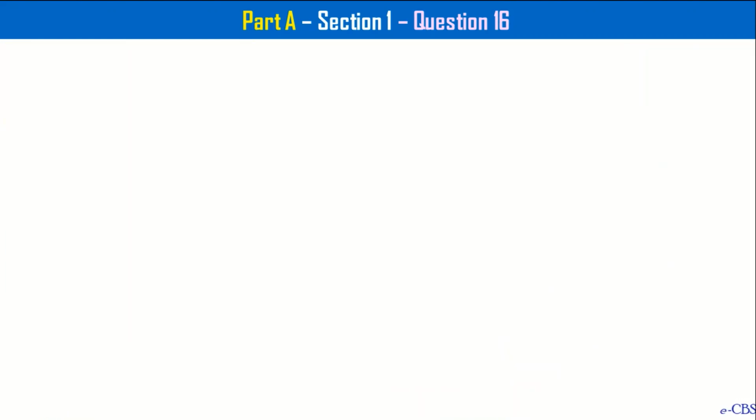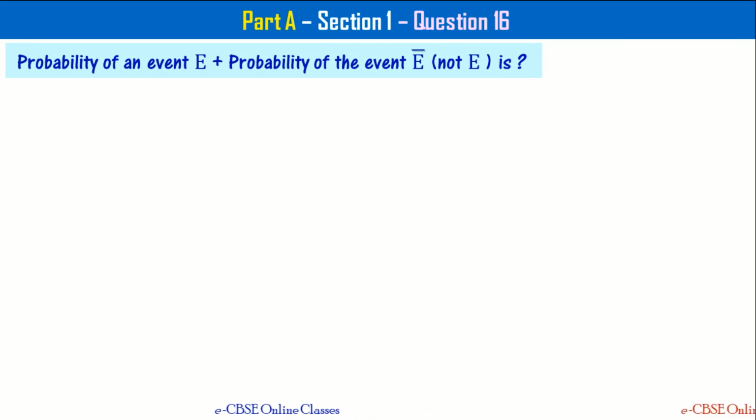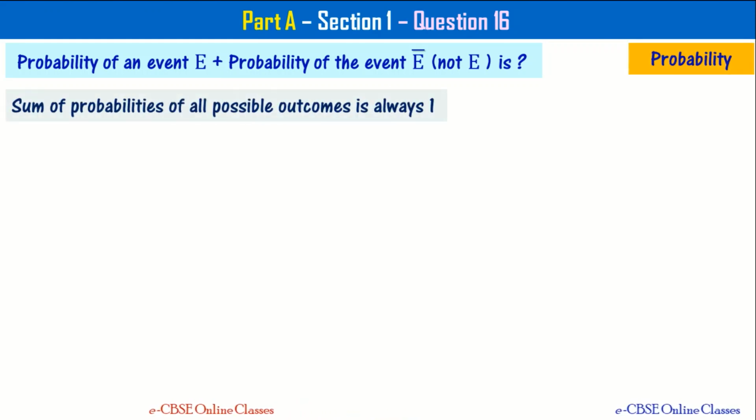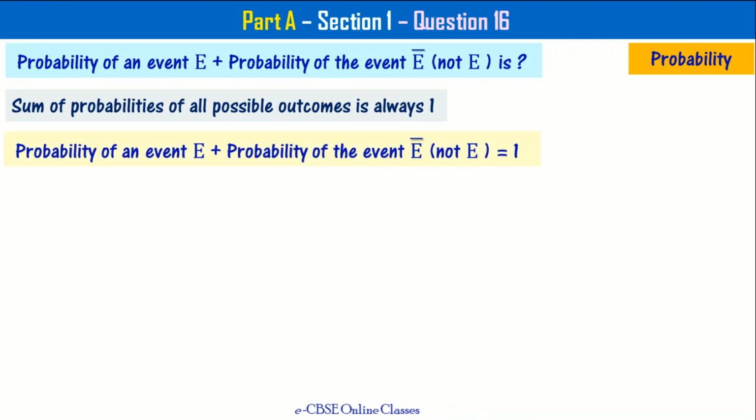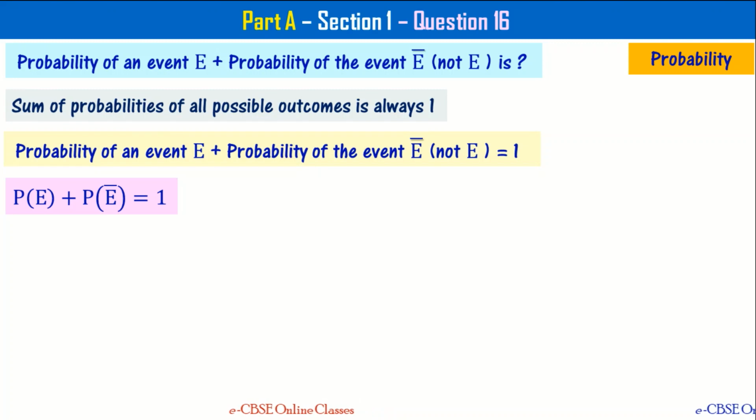Let's go to the next question. Probability of an event E plus probability of the event E bar, that is studied as not E, is what is the question. It is from the probability chapter. We know that the sum of probabilities of all possible outcomes is always 1. It means probability of an event E plus probability of the event not E equals 1. This is mathematically written in a simpler way: P of E plus P of E bar equals 1.